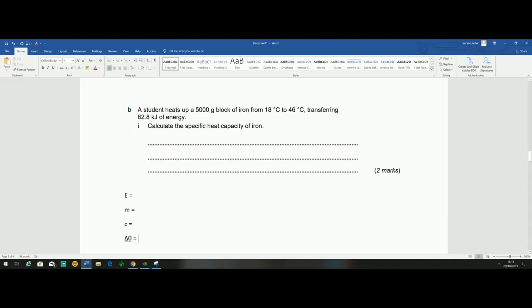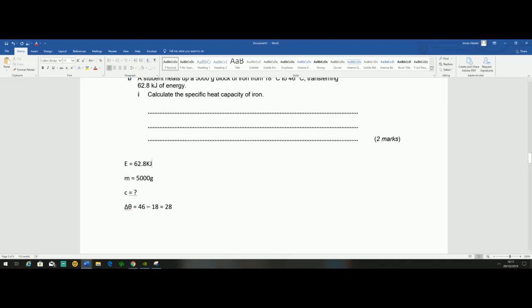Okay guys, so with this one, nothing new. We're using Andrea's method. We're going to see what we have and find out what we need to work out. One of the beautiful things about this method is you can see if you need to change your units. So we've got 62.8 kilojoules, but we need that to be in joules. So I'm just simply going to times that by 1,000, and that will give me my answer in joules.